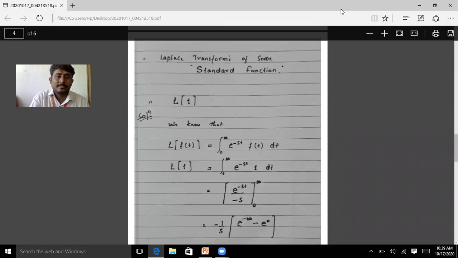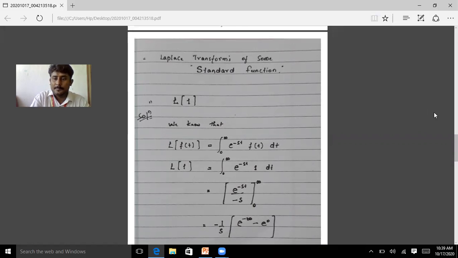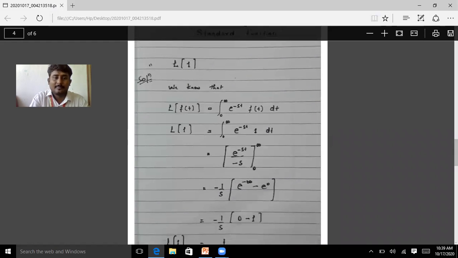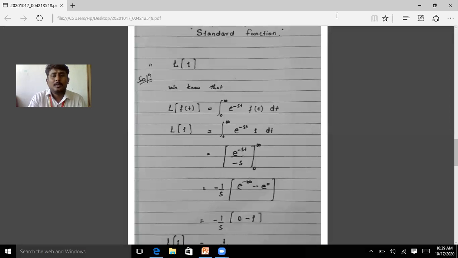Next we'll study the Laplace transform of some standard functions. What are standard functions? Instead of calling them standard functions, we call them basic formulas. Just as we solved the previous problem, now we find the Laplace transformation of any constant value.